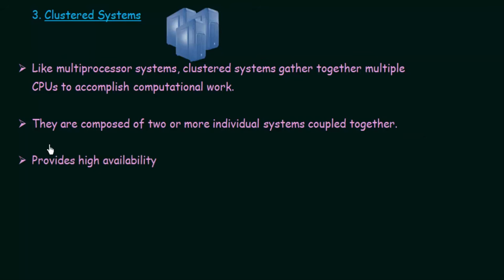So this system provides high availability. Now you may have already guessed why it provides high availability. That is because we have more than one system coupled together. So even if one fails, the rest of the systems together can take care of the task that was being accomplished by the one that failed. So you are not having a complete system failure even if one or two fail, because there are others that can take care of the system. So the chance of complete failure is very less. That is why we say that it provides high availability.